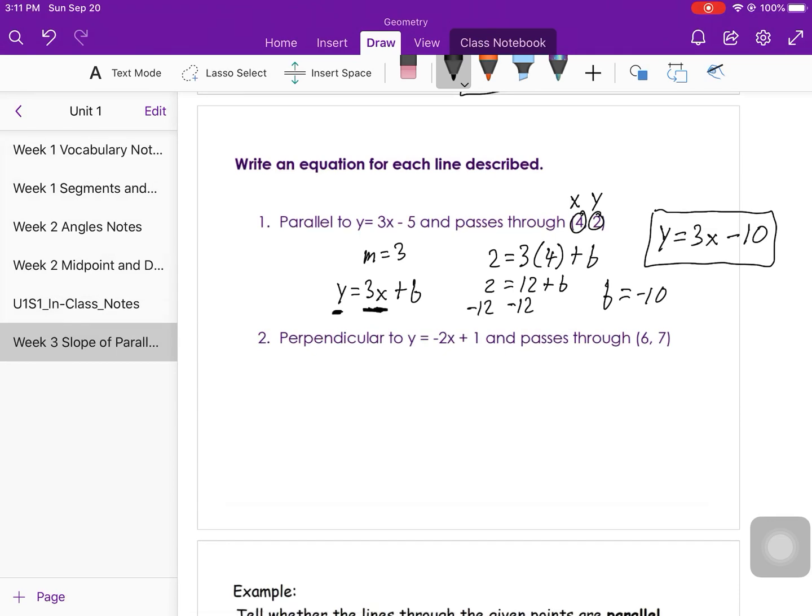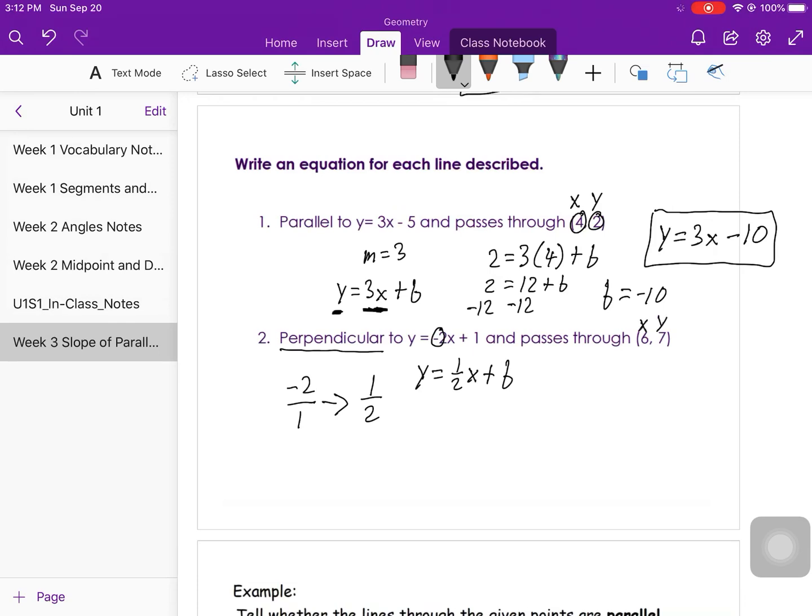So what we do now, though, is since it's perpendicular, we look at the slope and we have to think about what is the opposite reciprocal of negative 2. And so negative 2 over 1 transforms to become positive 1 over 2. So positive 1/2. So far we know that the line is y equals 1/2 x. Do the exact same thing, plus b.